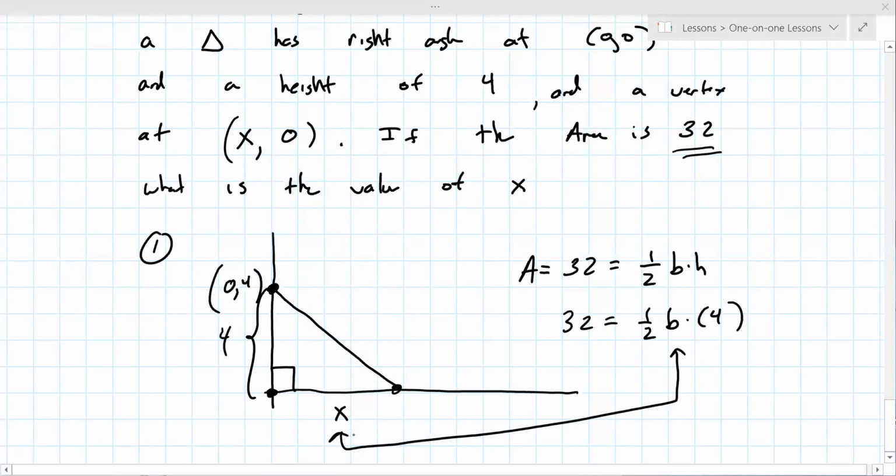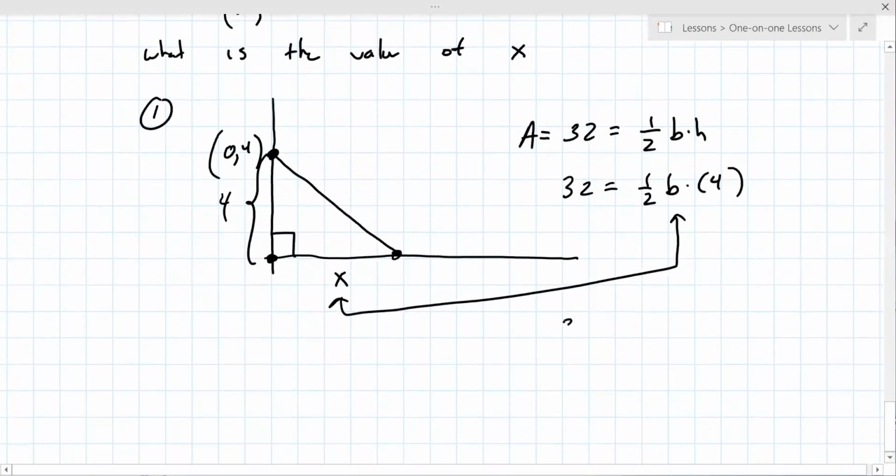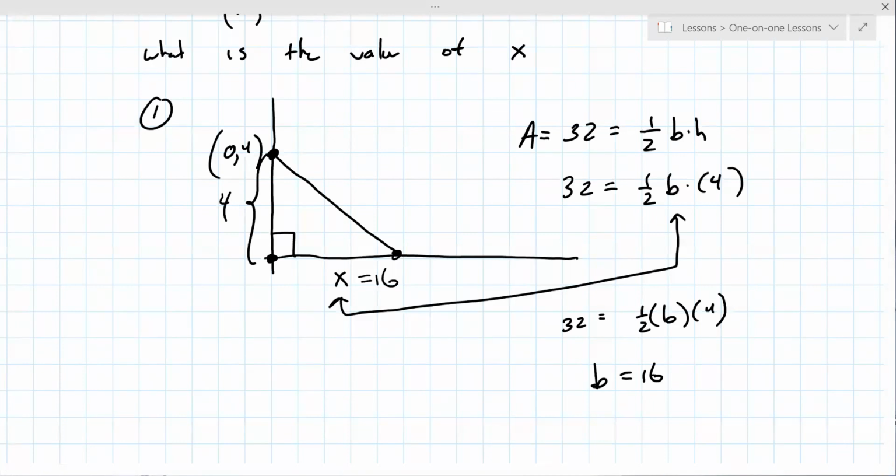Okay, so we're solving this right here. 32 equals 1/2 b times 4. So b is 16. Half of 16 is 8. 8 times 4 is 32. So b equals 16, and that means that x is 16.